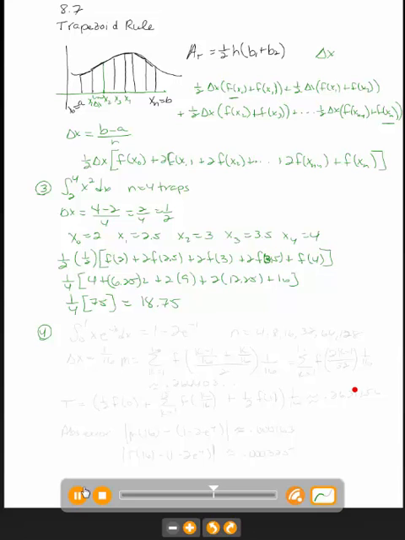Example 4 wants us to find the errors in the midpoint and trapezoid rules. And they're giving us the integral from 0 to 1 of x e to the negative x dx. And they're telling me it's equal to 1 minus 2e to the negative 1. Find the absolute errors in the midpoint and the trapezoid rule approximations to the integral with n equal to 4, 8, 16, 32, 64, and 128. That's a little much as my number of rectangles or trapezoids.